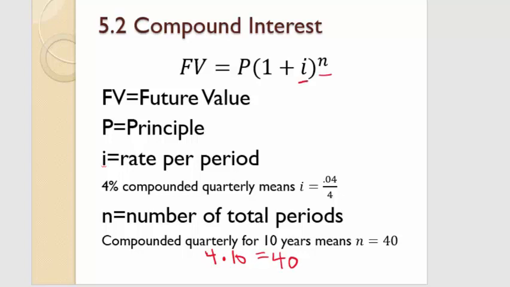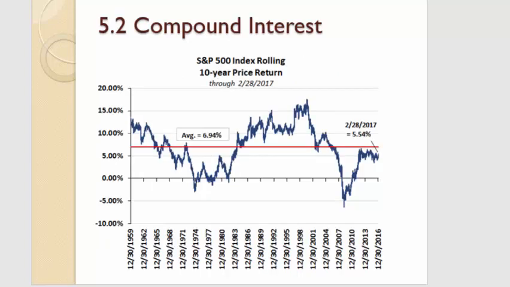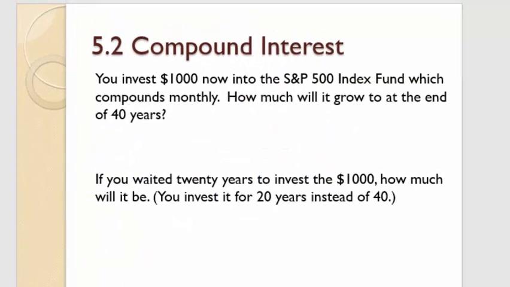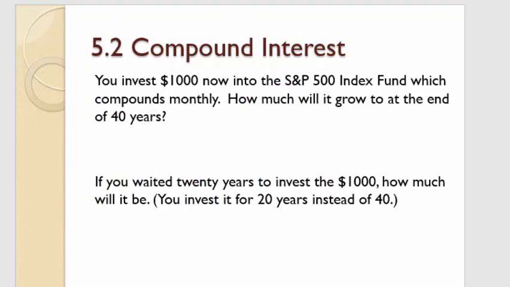So let's start with an example. This chart shows the average interest rate earned on a fund called the S&P 500 Index. The S&P 500 Index Fund is a fund that invests in the 500 top U.S. companies. Since 1959, the average has been 6.94% interest earned. So let's say the average is 7%. And we want to invest $1,000 now into this fund, which compounds monthly. How much will this $1,000 grow to at the end of 40 years?